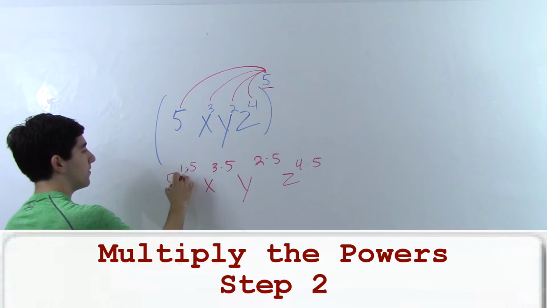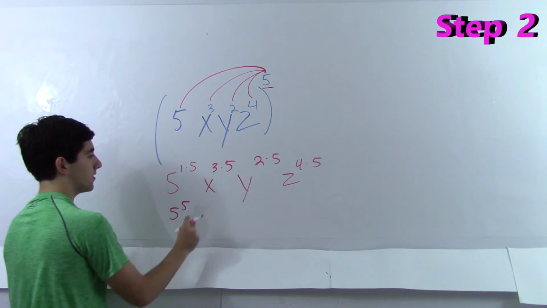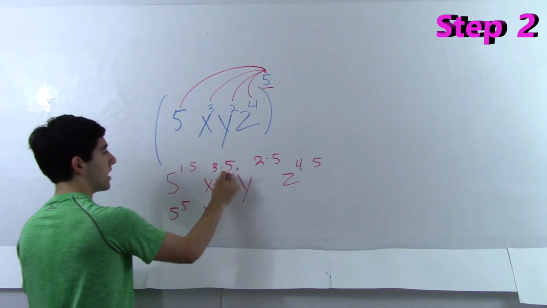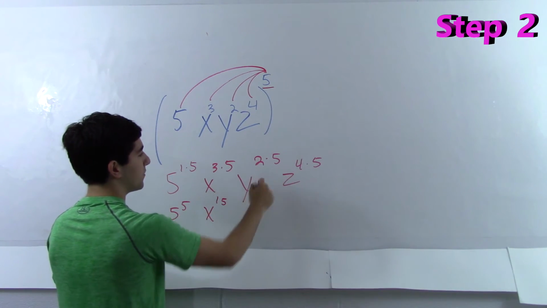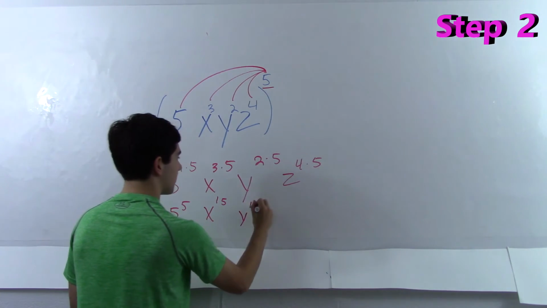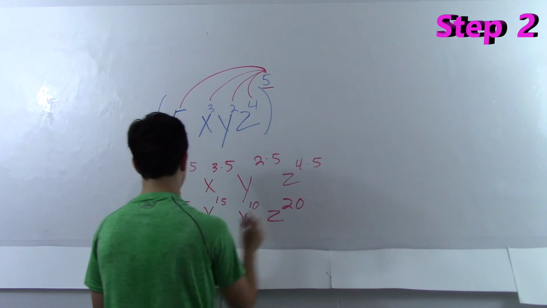Okay, then we have 1 times 5 is 5. Bring down your variable. 3 times 5 is 15. 2 times 5 is 10, so y to the 10th. And 4 times 5 is 20, and z to the 20th.